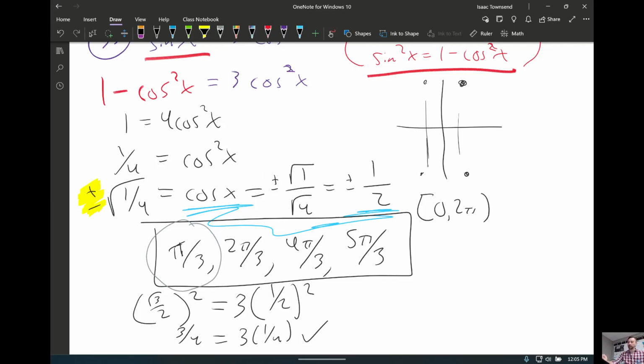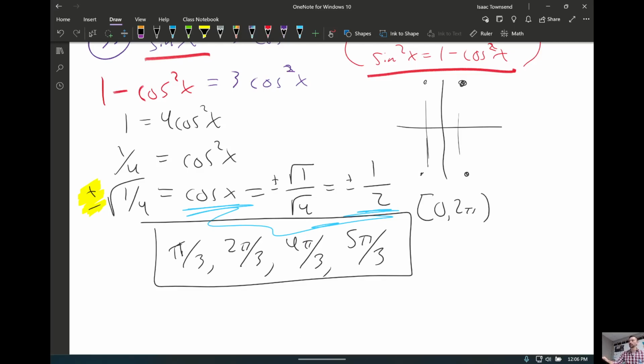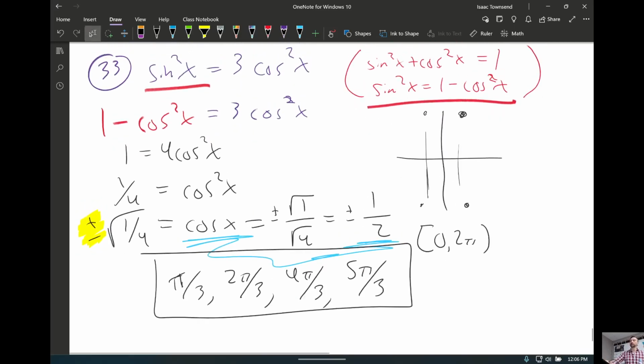And of course, if you had more time and you didn't have to turn your quiz in yet, you could physically plug in 2 pi over 3, make sure it works, physically plug in 4 pi over 3, make sure it works, physically plug in 5 pi over 3, make sure it works. And then if something went wrong, at least you have a chance to fix it before it goes in the grade book. So again, I won't emphasize that too much, but you really should check your answers all the time on a quiz.